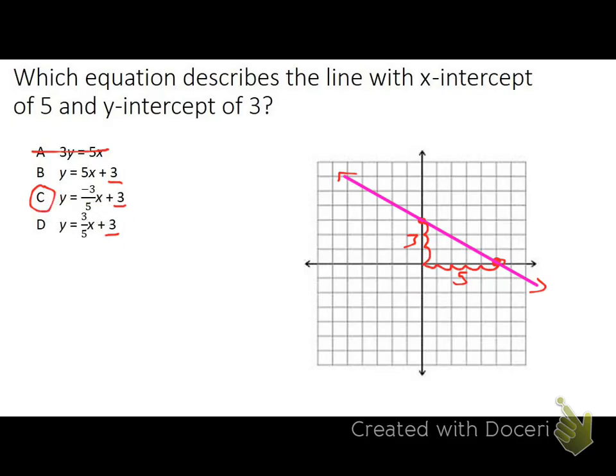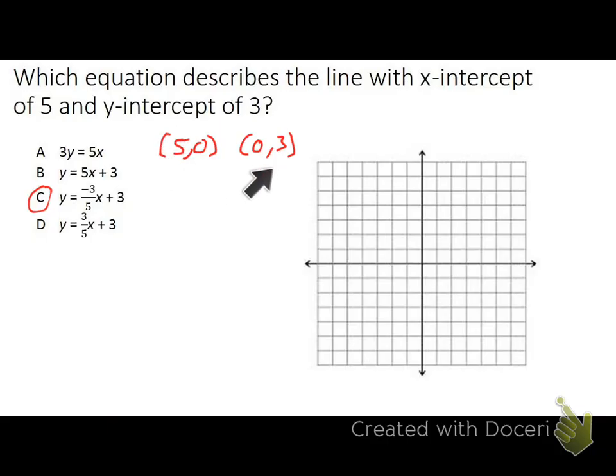Okay. Now, let's do one more strategy real quickly. So let's pretend, I'm going to keep answer C circled. Let's pretend like we don't know it. If I have an x-intercept of 5 and a y-intercept of 3, we should be able to write the equation from those two given points. As long as I know that those are these as ordered pairs, we can find the equation. So let's go y2 minus y1 over x2 minus x1. And my numerator becomes 3, my denominator becomes negative 5.